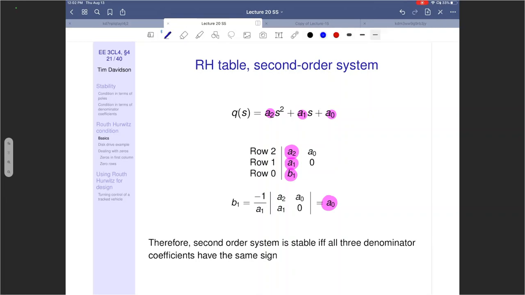And our A's are positive. If it is negative, then it has to be all negative, right? Like negative 1s squared, negative 2s, negative 3, right? And if that is the case, you just multiply everything by negative 1 to make it positive. That's fine. So as long as the coefficients are all positive or all negative, your second order system is going to be stable. Now this is a generic result, right? So as soon as you see a quadratic with all positive coefficients, you know it's going to be a stable system, which means all the poles are in the left half plane.